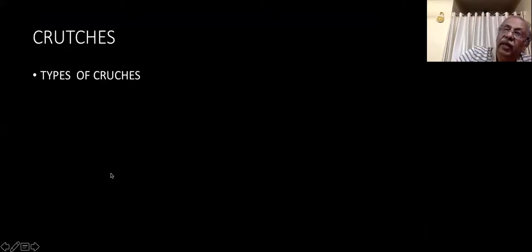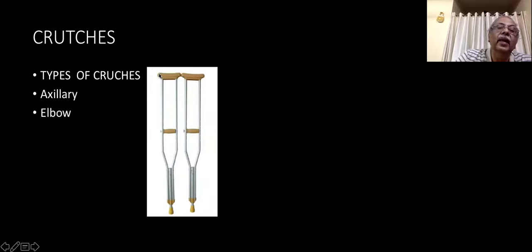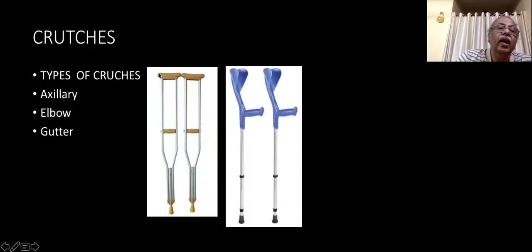Now coming to the next, when you go into the ward, there may be one patient who is using crutches. The examiners are very interested in taking you to that bed, and they will ask you a few things regarding the crutches. What are the types of crutches: the axillary crutches, then elbow crutches, and then gutter crutches.